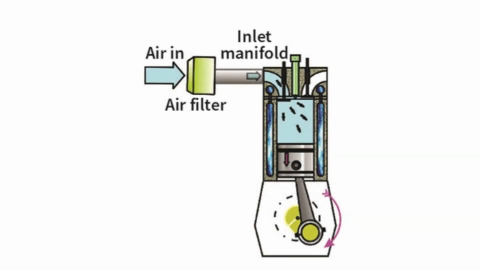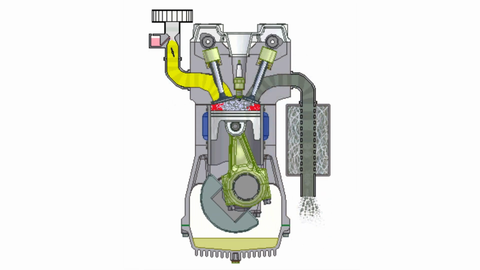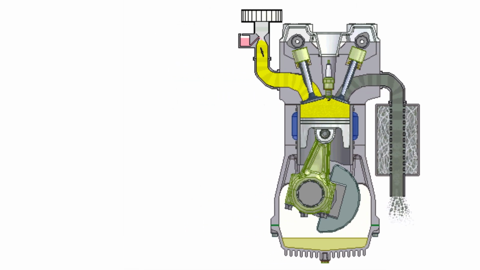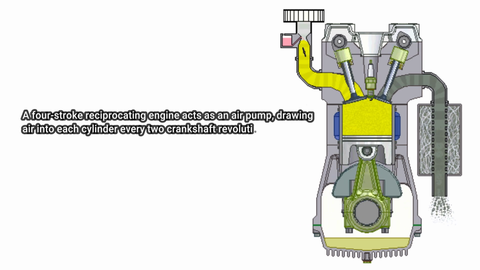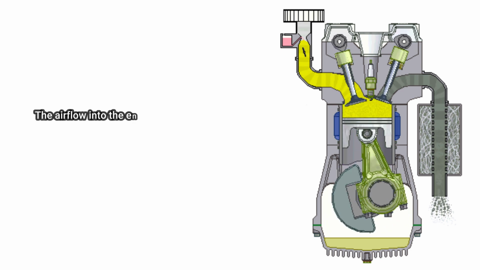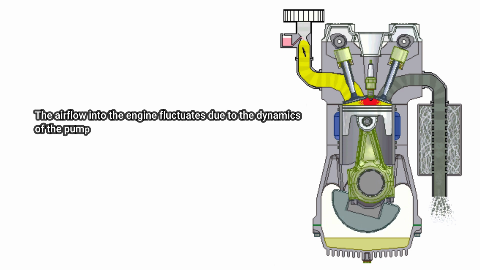Before explaining the operation of the mass airflow meter, it is helpful to review the characteristics of the inlet airflow into an engine. A four-stroke reciprocating engine functions as an air pump, with air pumped sequentially into each cylinder every 2 crankshaft revolutions. The dynamics of this pumping process fluctuate the airflow into the engine.